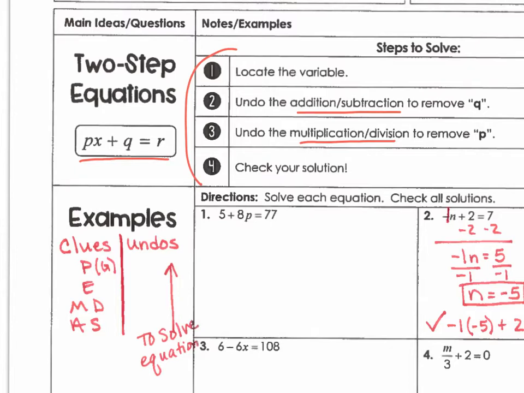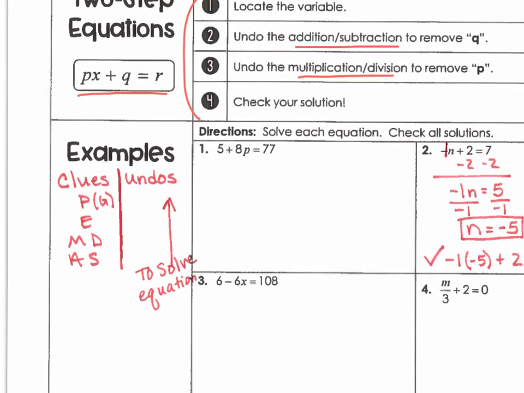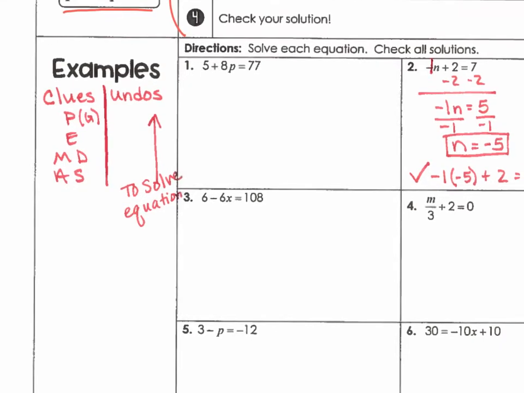So there are a couple different formats a two-step equation could look like, and that's why I try to focus more on my clues and undos, as you see that I modeled on number 2. So I'm going to use clues and undos when I solve these problems. Hopefully by the end of the unit you won't have to set up the table, but if you still want to set it up, then set it up. It's just an organization table so you know what to do to solve.